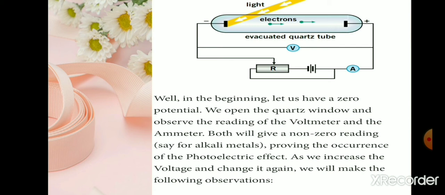So, in the beginning, let us have a zero potential between the plates A and C. We open the quartz window and let the light fall onto the cathode and observe the voltmeter and ammeter reading. We can see that the ammeter will give a non-zero reading for alkali metals, proving the occurrence of photoelectric effect. If we increase the voltage across the anode and cathode, we can observe that the amount of photocurrent will be more.